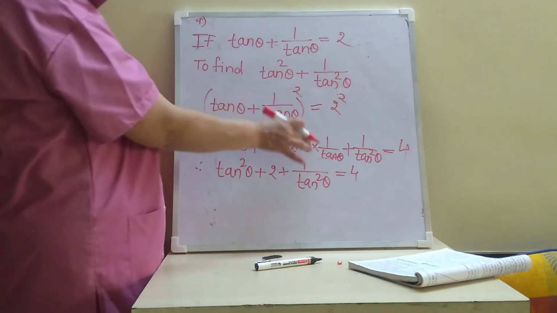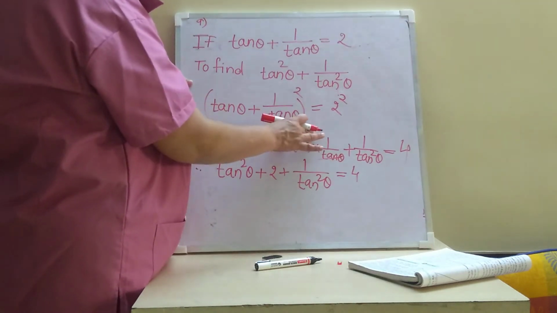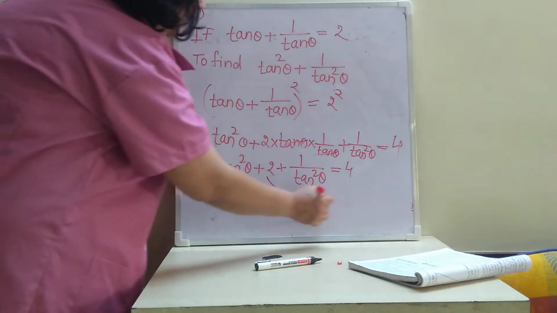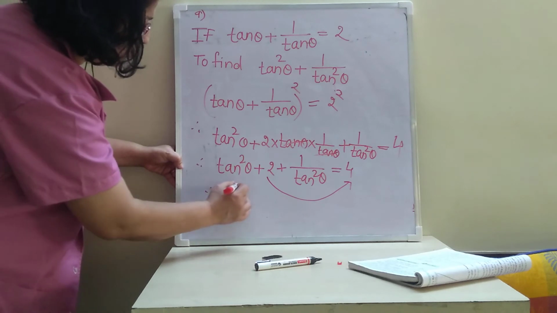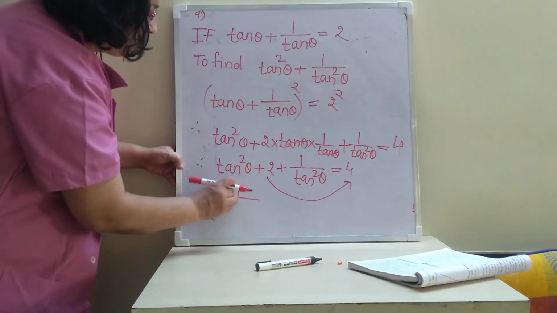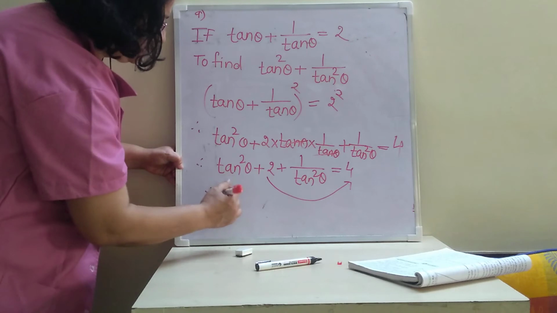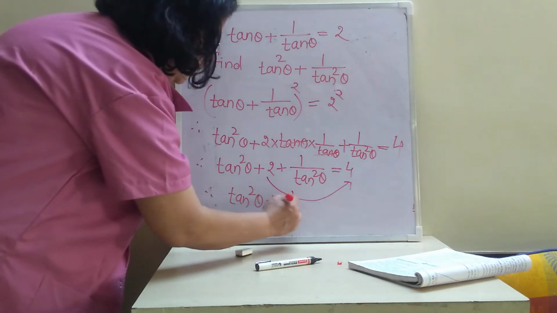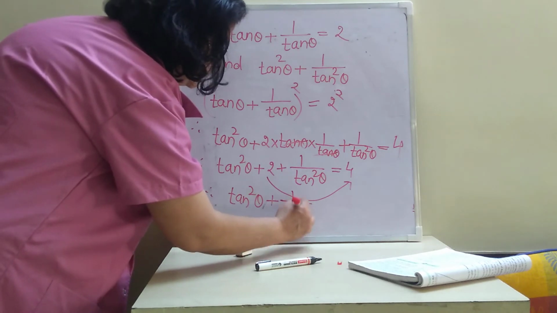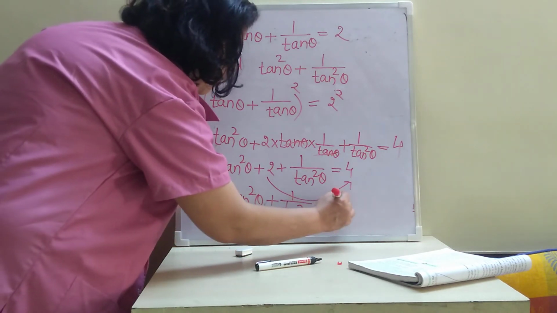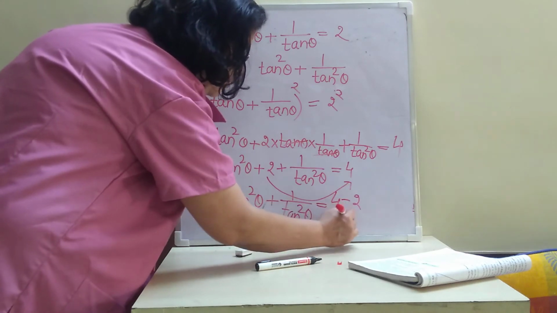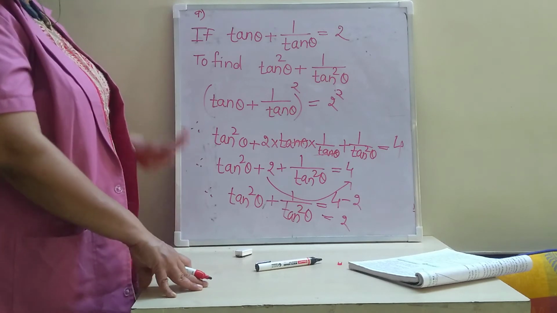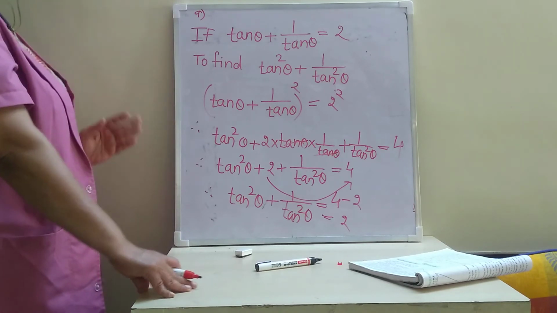Now I want the value of this. What is that? To find the value of tan square theta plus 1 upon tan square theta. So 2 I am taking to the right side. So what is it going to become? Tan square theta plus 1 upon tan square theta equal to 4 minus 2. So that is 2. If you see, this is 1, 2, 3 and 4. Exactly 4 steps, and that question was there for 4 marks.